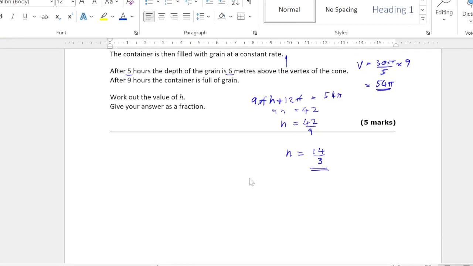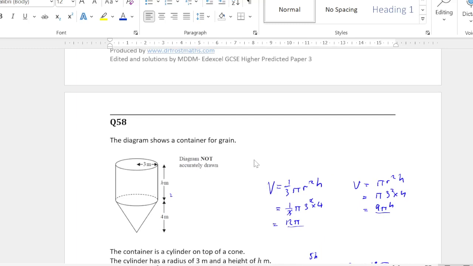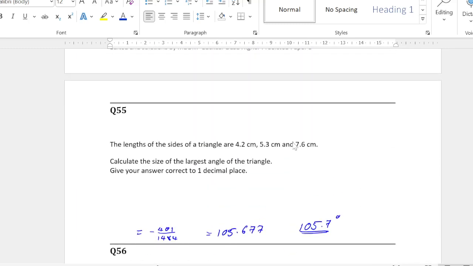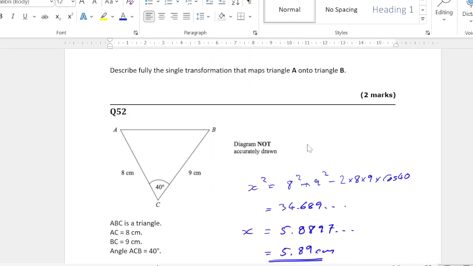Okay, that brings us to the end of this paper. Really good paper. Really enjoyed that. A lot of challenging questions. I hope you found that useful in your preparation.